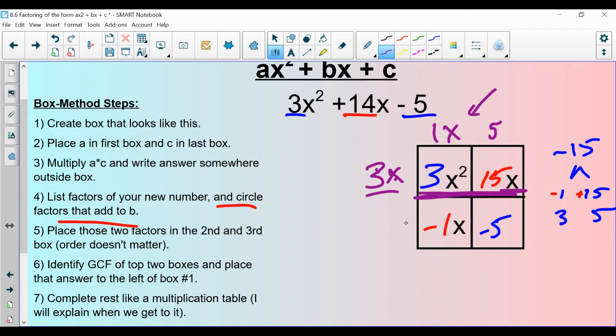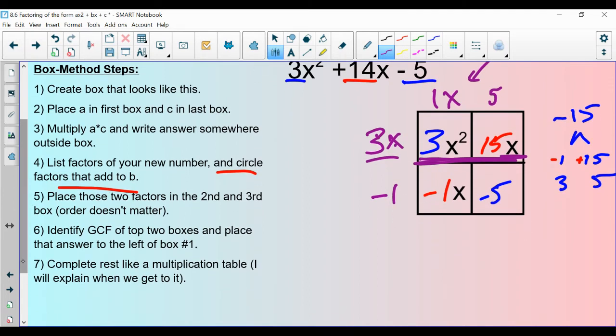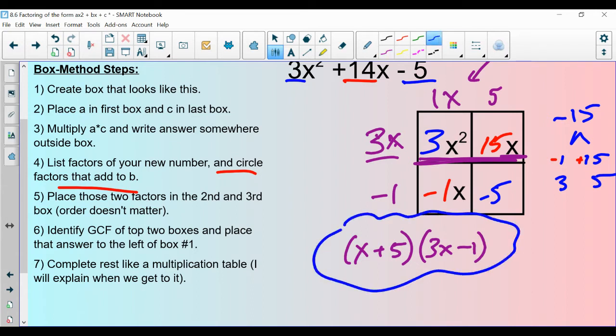Now 1x times what is negative 1x? That would be negative 1, and 5 times negative 1 is negative 5. So my answer in parentheses is x plus 5 and 3x minus 1. Yay! Once again, the order in which I write these doesn't matter. These could be flipped.